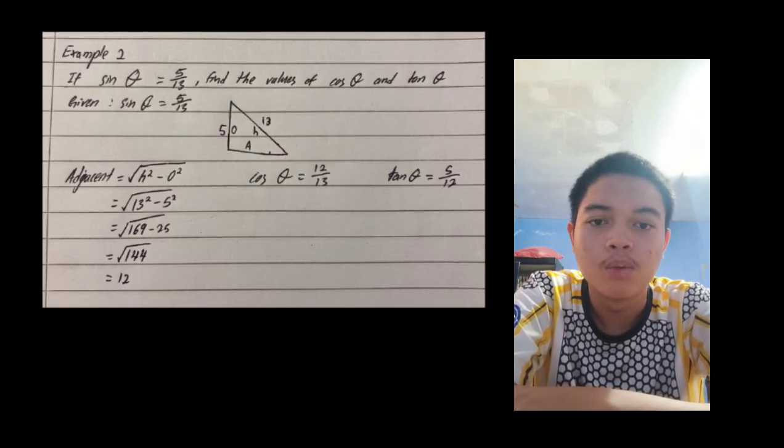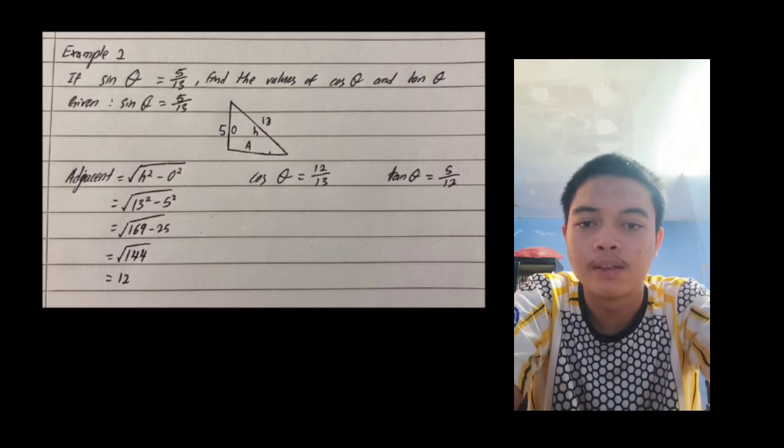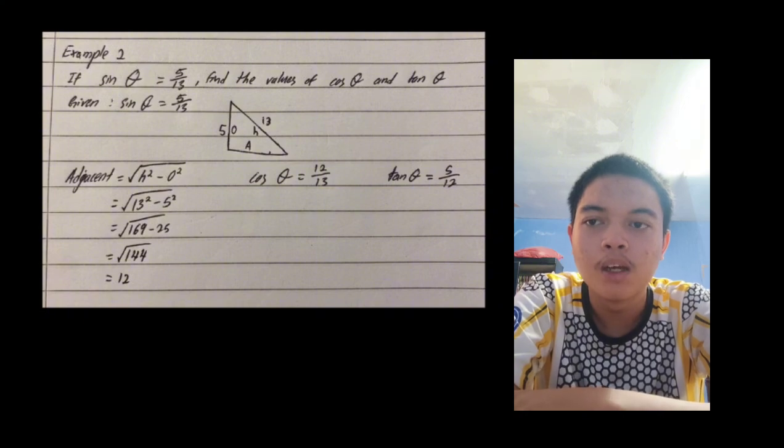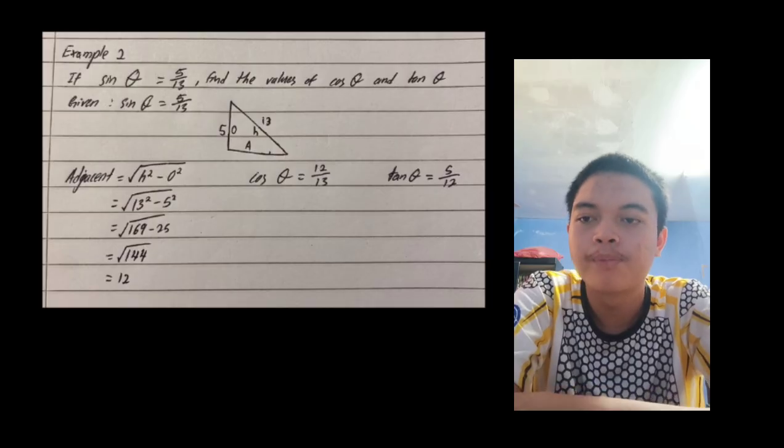I will continue with example 2. In this question, we are given sine theta equals 5/13, and we need to find the value of cos theta and tan theta. First of all, we need to know that sine is equal to opposite over hypotenuse. So from the given value, we know that the opposite side is 5 and the hypotenuse is 13.